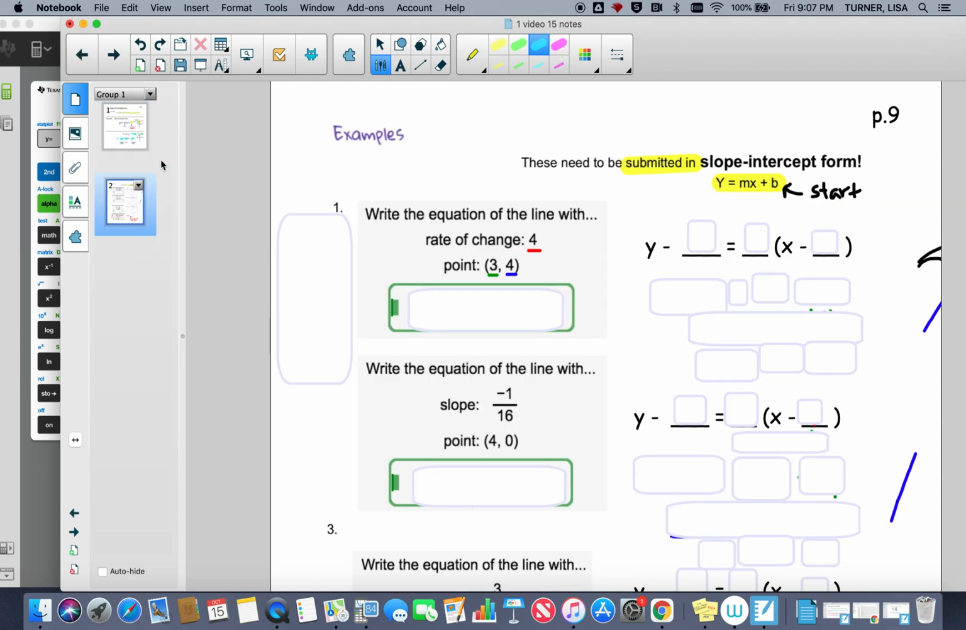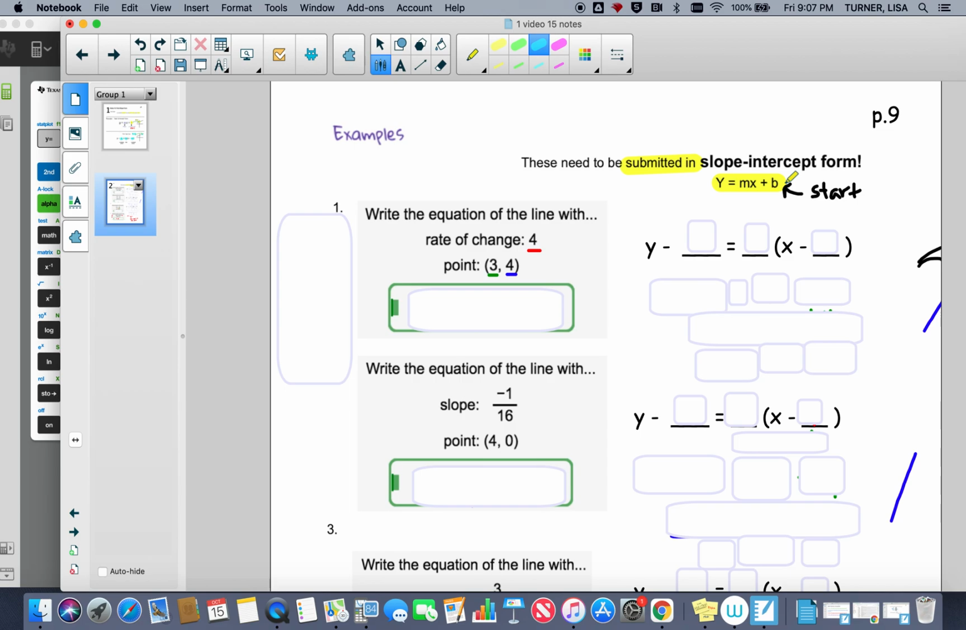So the first example, it says, well, let me tell you this. We're going to start with this form of 3 blanks, right? But I don't want that answer. It doesn't give me enough information. I always want my answer in the form that tells me what the start is. So we always want to change this over into y equals mx plus b, or y equals the slope and a starting point. All right?